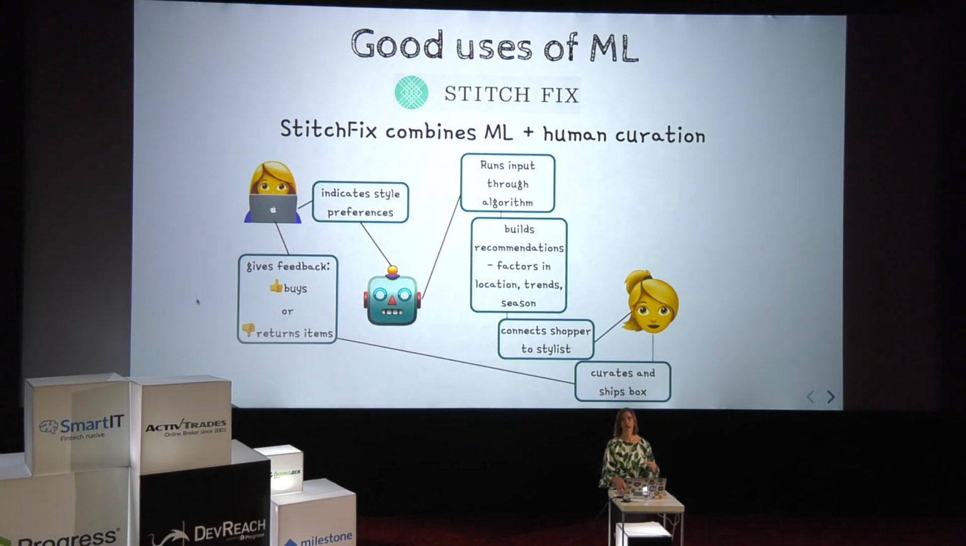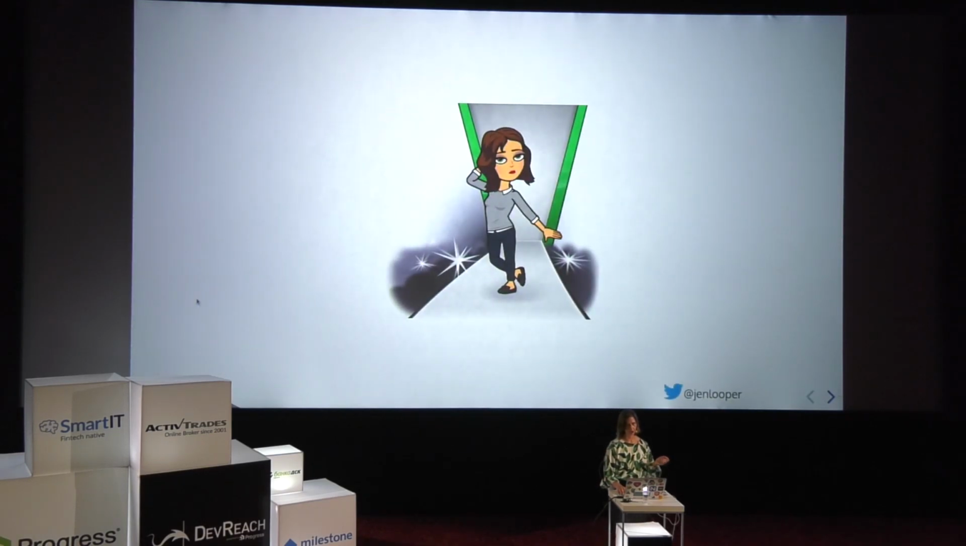So a very nice use of machine learning, a nice opt-in solution with machine learning, plus human curation, plus a closed input loop. It works really nicely. This is a good use of machine learning. It makes you look fabulous at the end of the day, and that's what we all want, right?